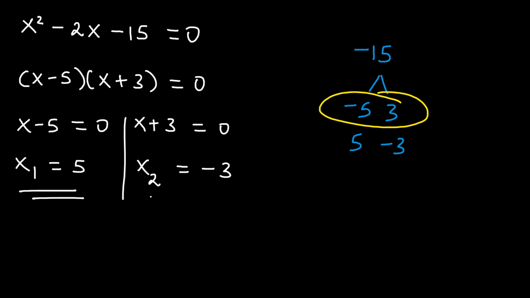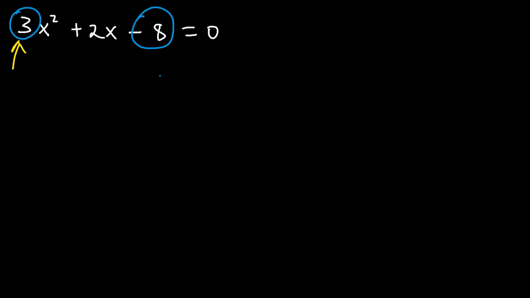Now what if you had 3x to the power of 2 plus 2x minus 8 equaling 0? How can we solve this by factoring? Notice that the leading coefficient is not positive 1, so we need to factor this using a different approach. First of all, we shall get 3 and multiply it by negative 8. And this will give us negative 24.